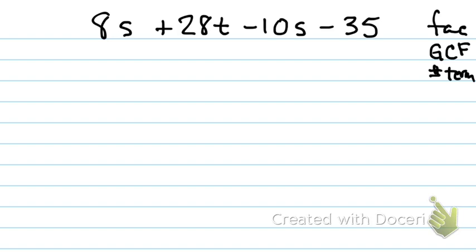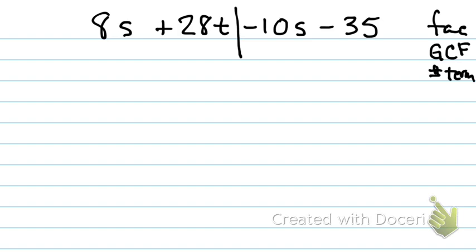To factor by grouping, the first thing I need to do is what? Separate the first 2 terms from the second 2. So where would this one split? Right after the positive 28t, or right in front of the negative 10s. I don't care how you say it, just as long as you get it in the right spot. Okay? Now that I have them separated, then I'm just going to do what?